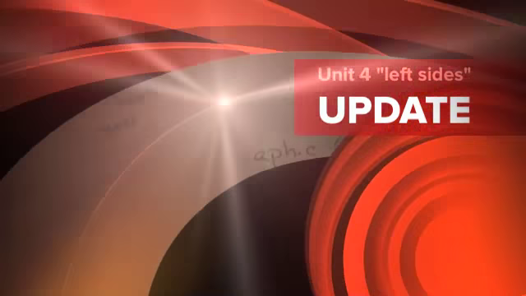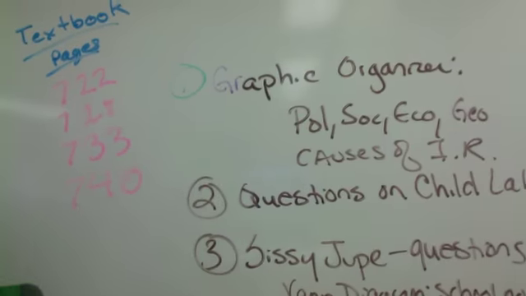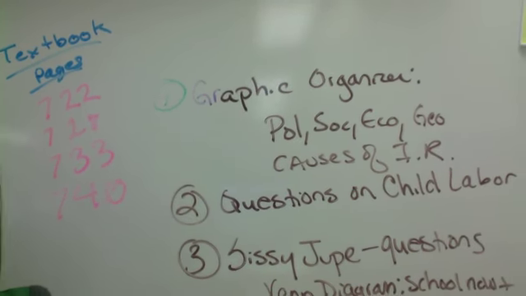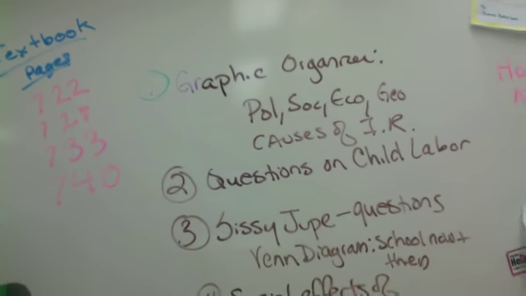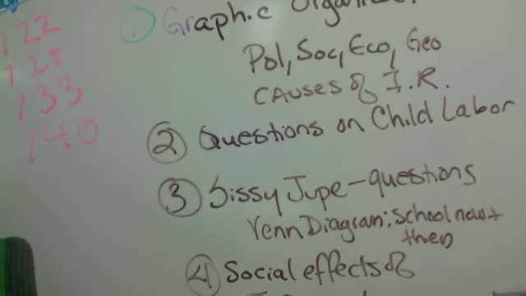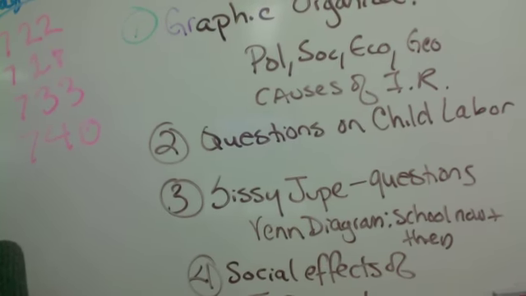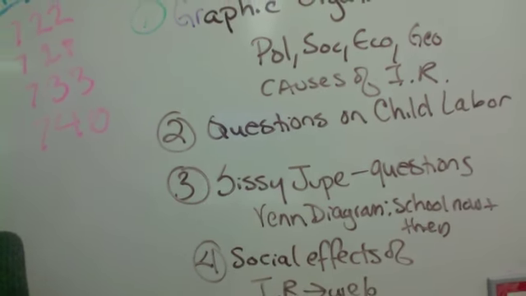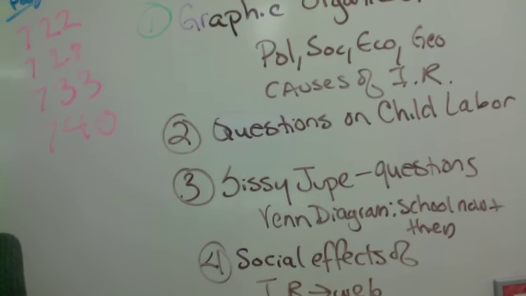So here's your left sides. Your first page is a graphic organizer on the political, social, economic, and geographic causes of the Industrial Revolution. Next are questions on child labor. The fun one was when you read Hard Times, it was questions on Sissy Jupe, and then a Venn diagram comparing and contrasting schools now and then.